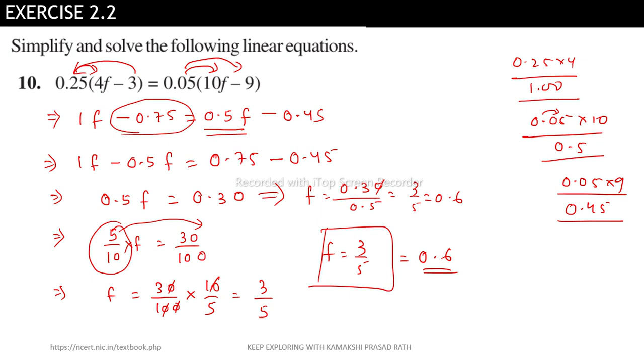So these are the ways we can solve. The same question can be solved using different methods. So whichever is easy, we can follow that.